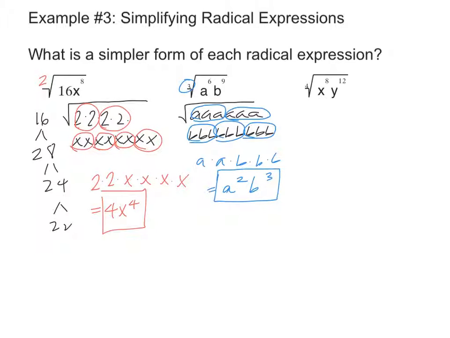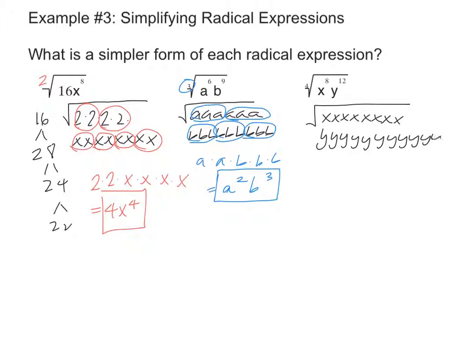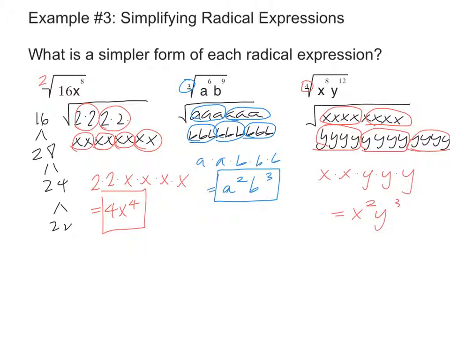The last one. There are 8 x's and 12 y's. And we're doing 4s. So here, here, here, here, and here. So that's x times y times y times y, which is x squared y cubed. And we are done. So let's look at our try.